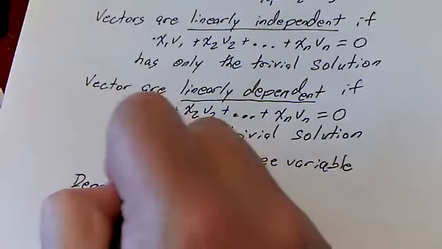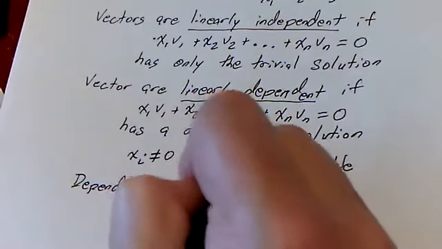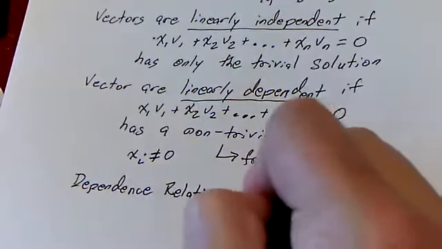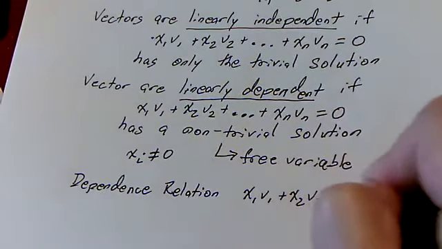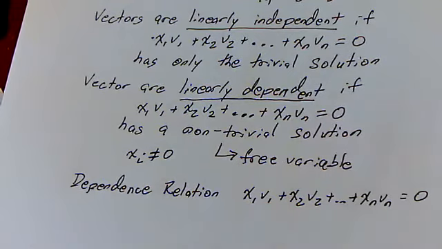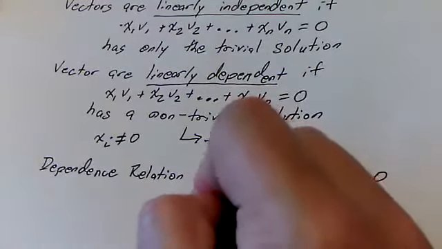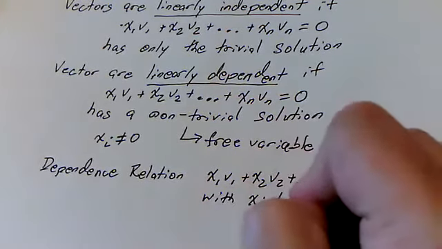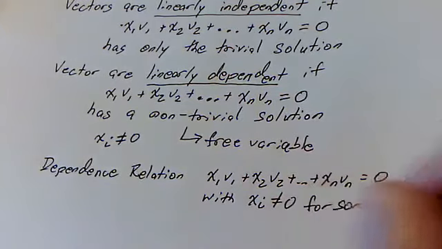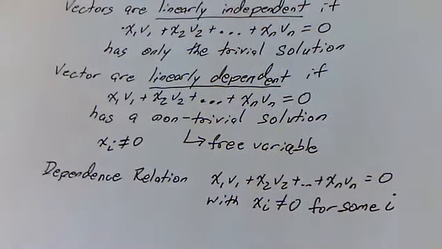Okay, so the dependence relation is where I have x1 v1 plus x2 v2 through xn vn equals 0, with xi not equal to 0 for some index i. Okay, so you just need one such thing to accomplish the task. Now, once you have one, you really get infinitely many more, but once you locate one, you have them all.